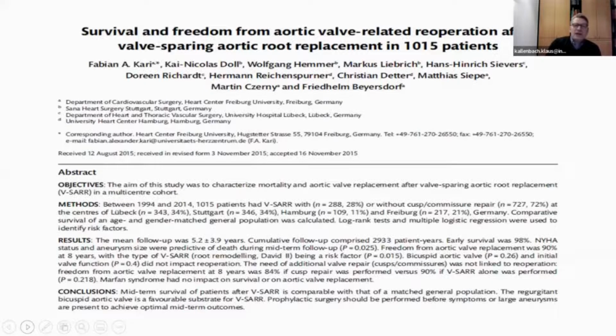And there's another study from Germany, actually from four different centers. The early survival of this procedure, this is just about the David operation, was 98% in 1,000 patients in four different centers. So this is quite excellent. And it is showing that the remodeling type, David II, this is the Yacoub operation, was a risk factor for earlier valve failure. So this study was also showing that the David operation has a better longevity than the Yacoub operation.